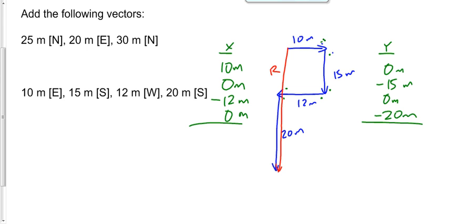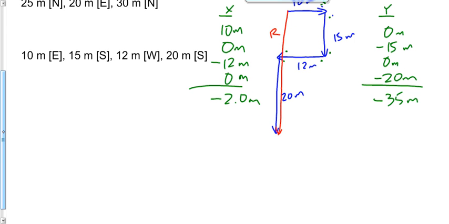Let's add them up. 10 plus negative 12 gives me negative 2. 0 plus negative 15 plus 0 plus negative 20 gives me negative 35. Let's redraw it. Negative 2 is on the x-axis, right? I've got it clearly labeled here, x. So let's draw it 2 to the west.